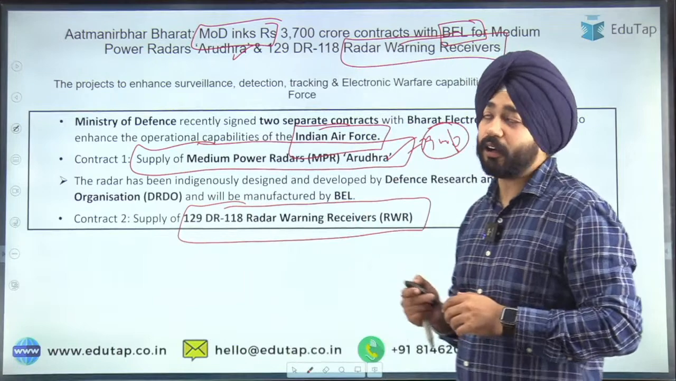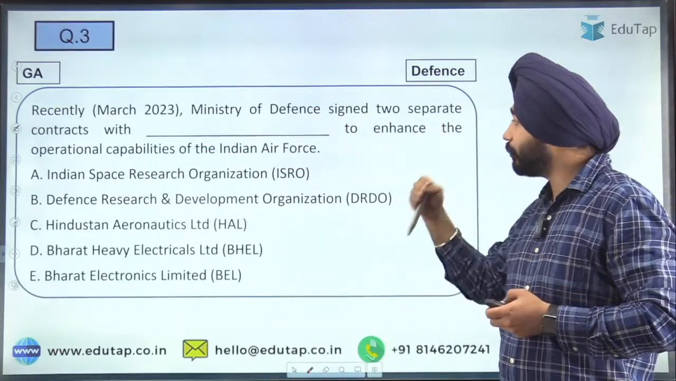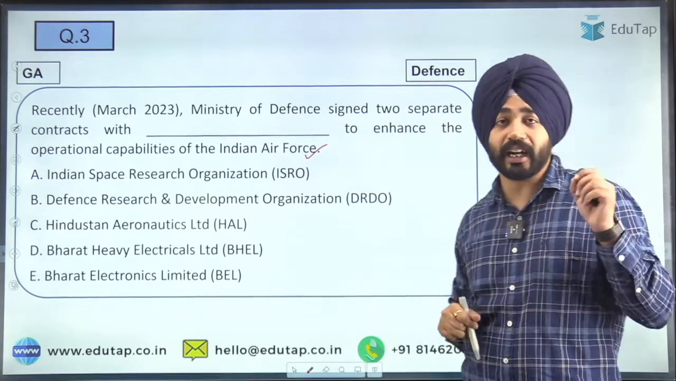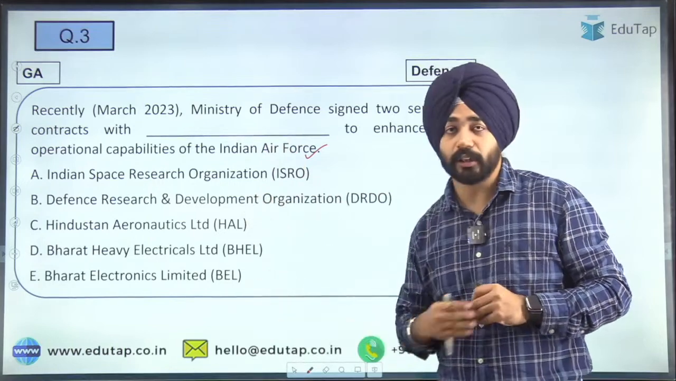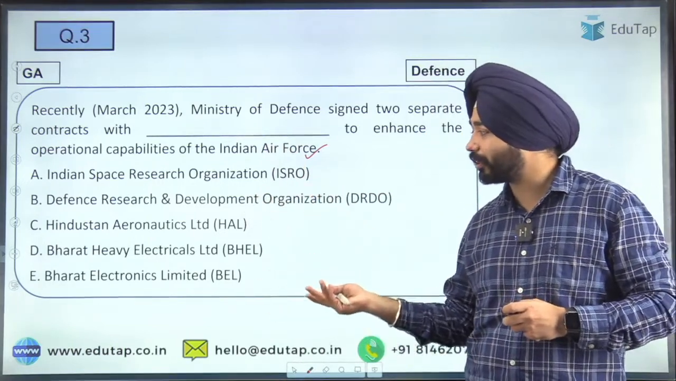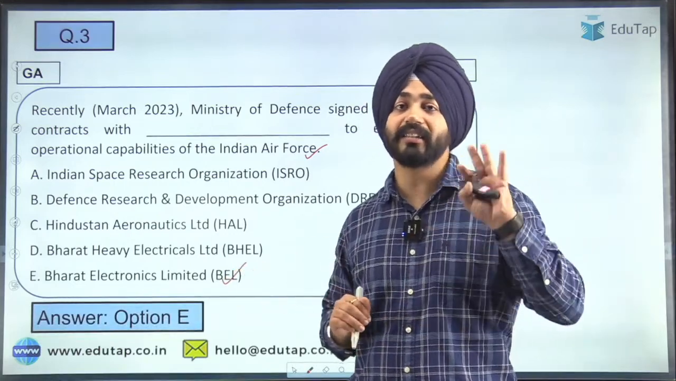Okay, so now if we talk about the question here, the question is very easy. The Ministry of Defence has signed an agreement with which of the following organizations to enhance the operational capabilities of the Indian Air Force? So what should be the answer here? I think it is easy to answer. The answer here will be option number E, that is Bharat Electronics Limited, that is BEL.